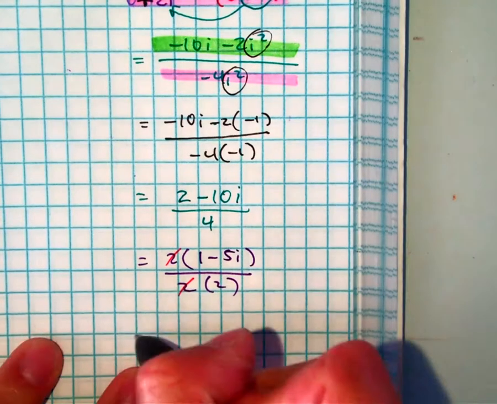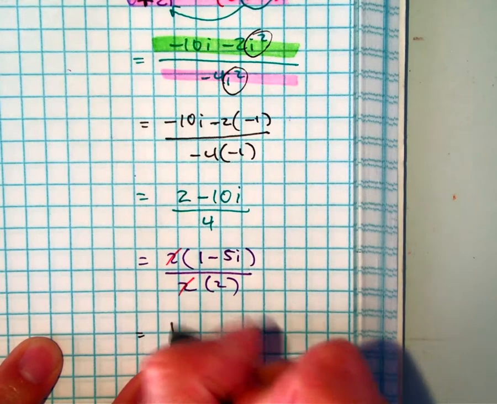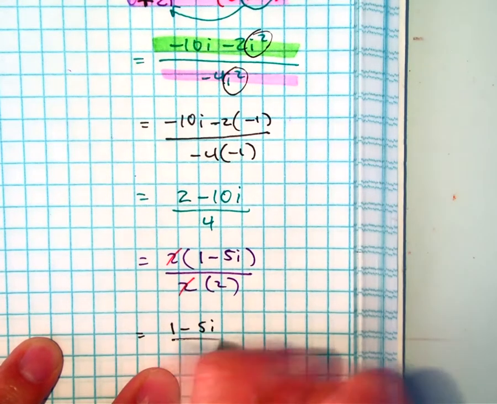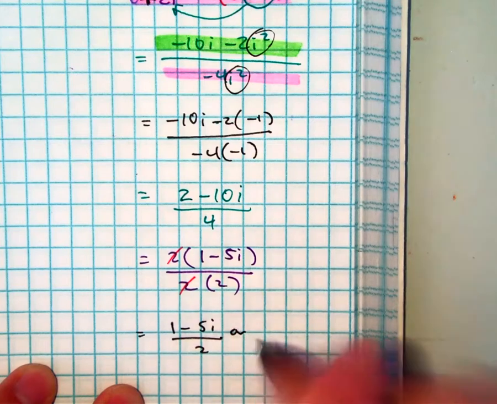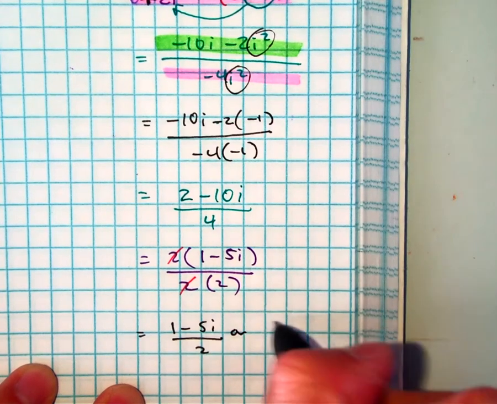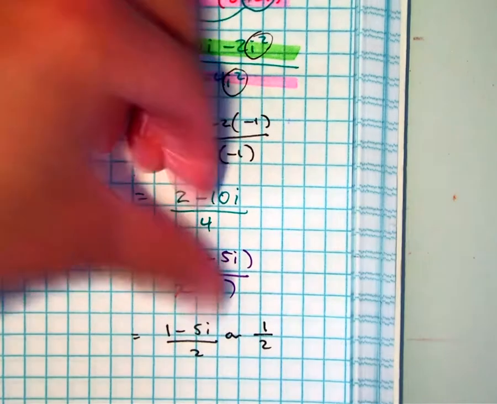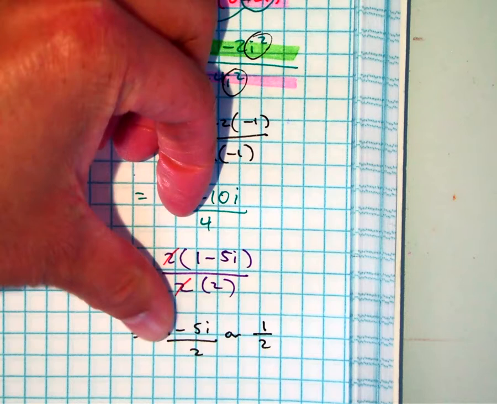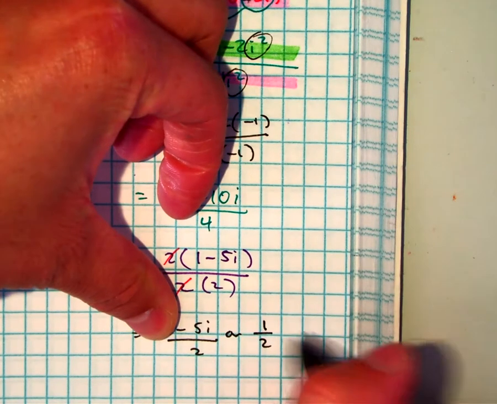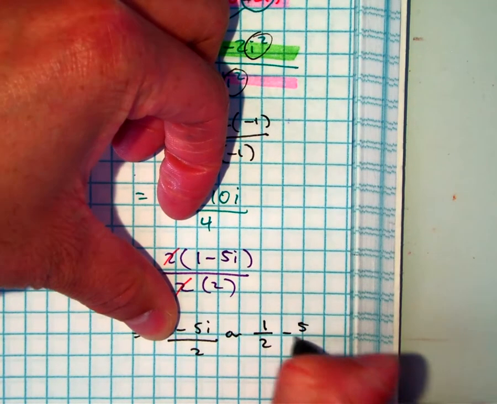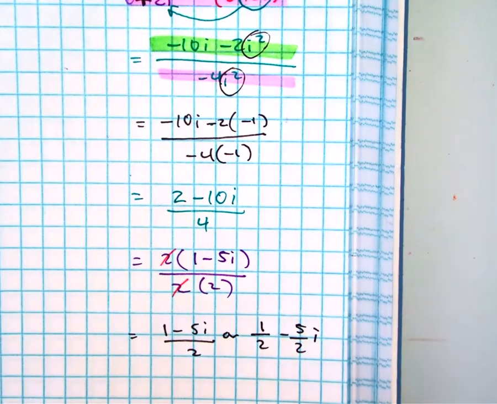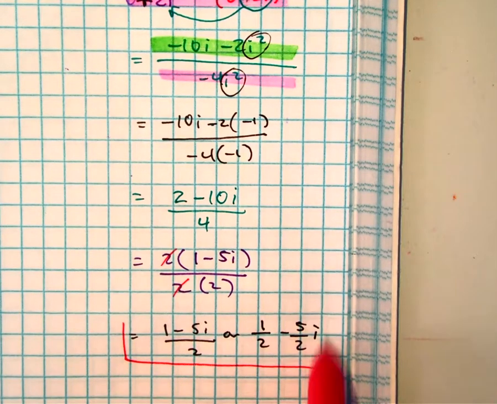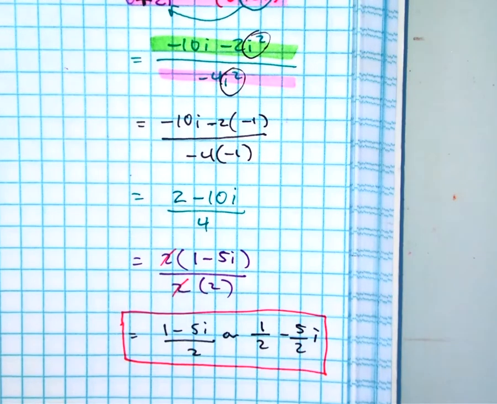I'm going to write the 2 acceptable answers. So you have 1 minus 5i over 2. This would be fine. Or, if you split that apart, you would get 1/2 minus 5/2 I. So either of these would be an acceptable answer for our problem.